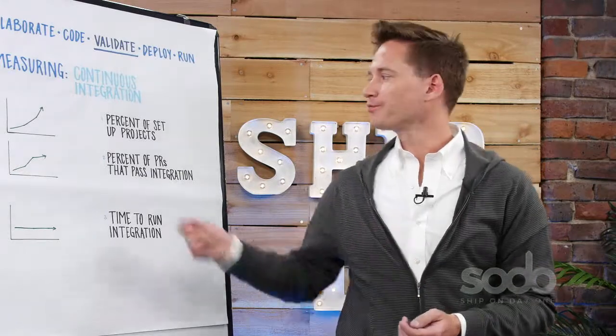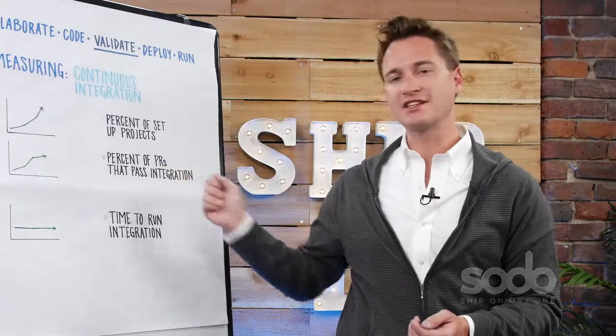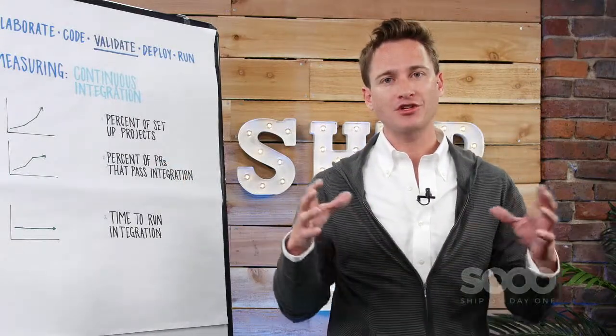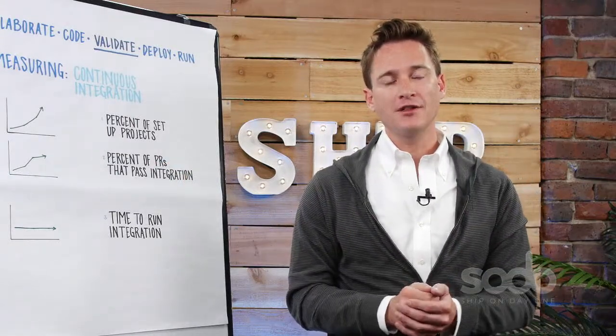Thing number 2. Look at the percentage of pull requests that pass integration when you actually open the pull request. This should also trend upwards. It's important that when you open pull requests that they can be merged in to master, which means that they should be able to pass the continuous integration system. This will trend up because your team is going to get used to using the continuous integration system and better learn about the things that might cause it to fail.